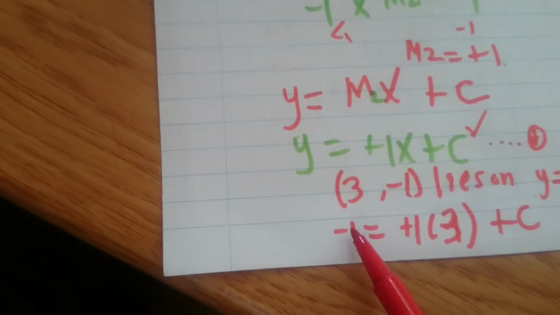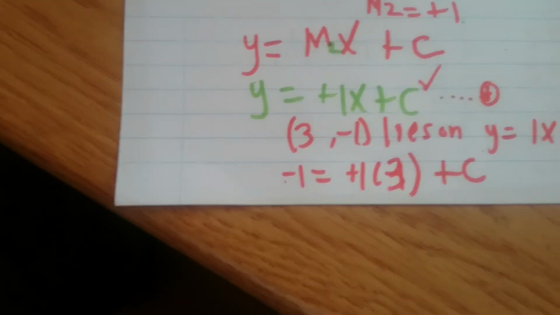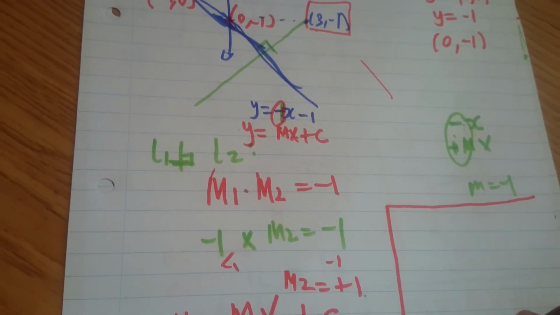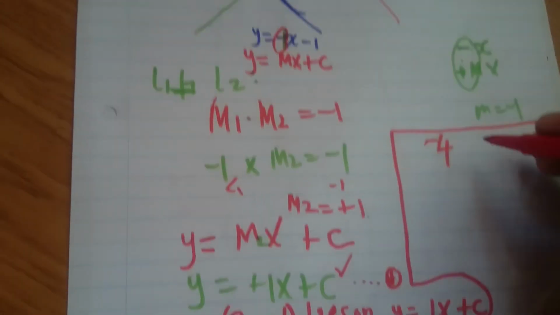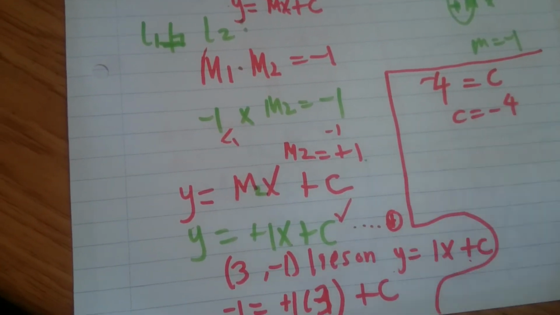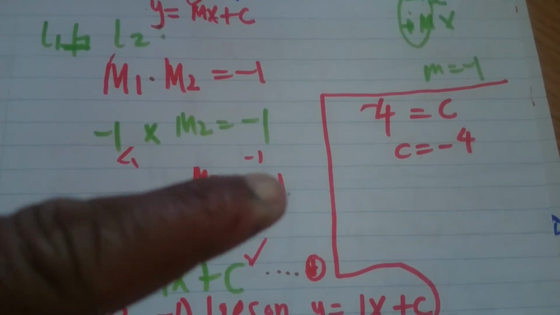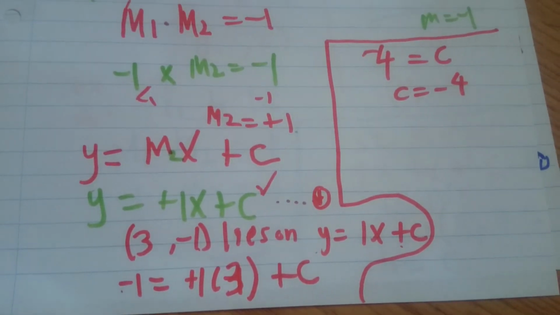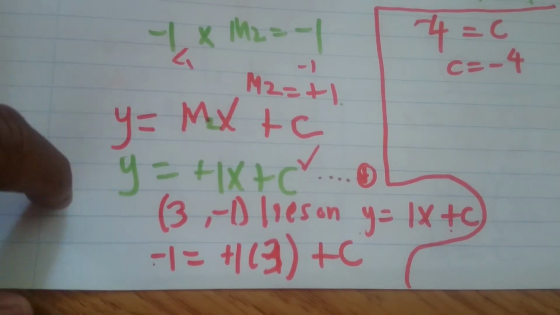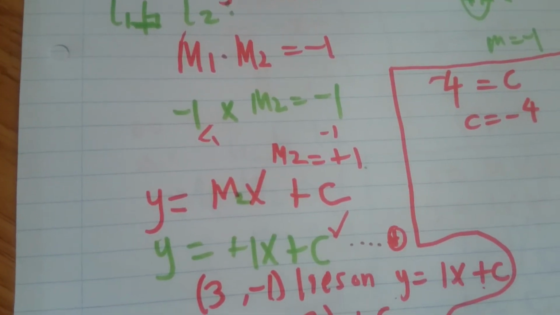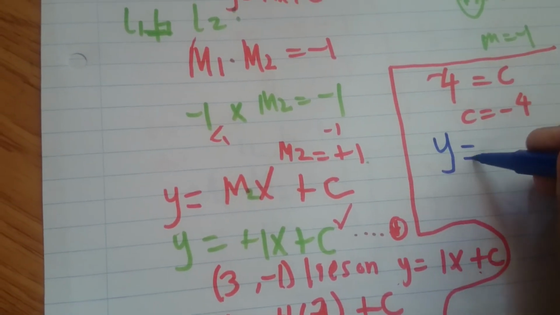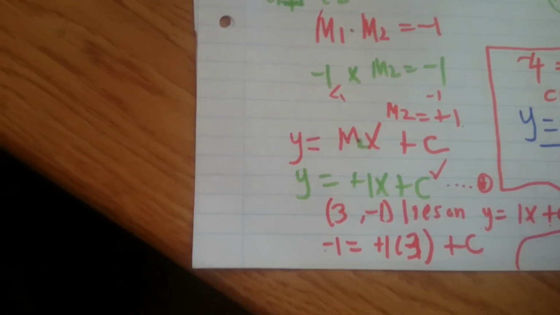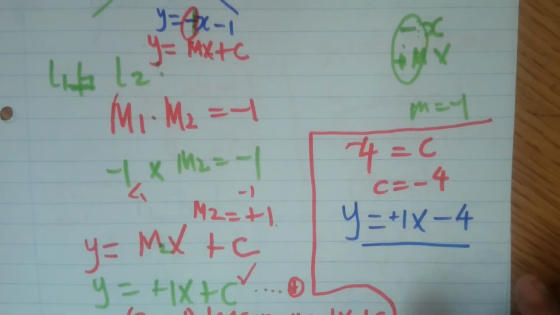So negative 1 minus 3 is going to be negative 4. So negative 4 equals c, or c equals negative 4. Now we can substitute back into the star equation, the green one, because it didn't have a c. So c was the problem. Finally, y equals 1x minus 4. So that's how the equation of the new line is going to look.